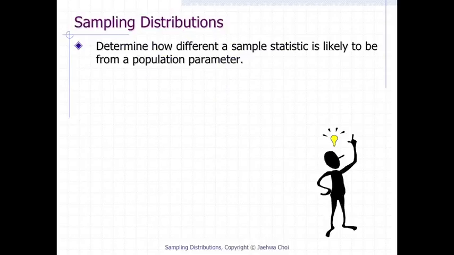Because inferential statistics concern generalizing from a sample to a population, it is critical to determine how far sample statistics vary from each other and population parameters. These determinations are made based on sampling distributions.